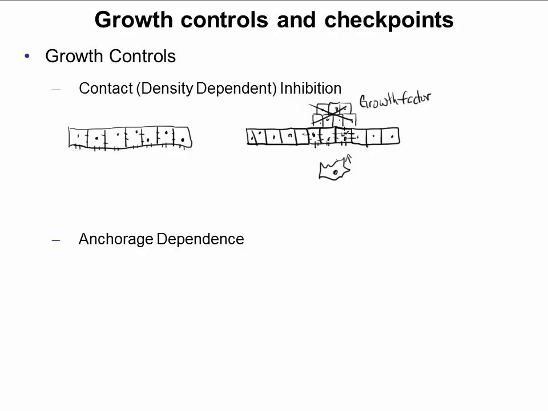And this is one example of that. So once these cells are connected up and attached to their basement membrane or to cells on either side, we see these inhibitory pathways in the cell initiated that inhibit further cell division. Okay, so that's contact inhibition, or sometimes referred to as density-dependent inhibition. As the density of cells increases, further cell division is inhibited.